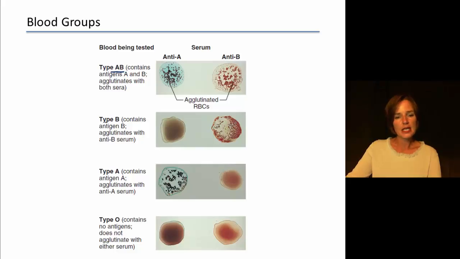If someone is type B, then notice that there's no agglutination with anti-A because there's no A's there to recognize, but we do have agglutination with anti-B. And someone with type A, they just have the agglutination or the clumping with anti-A. And then someone with type O blood, there's not going to be any agglutination with the anti-A antibodies or the anti-B antibodies.